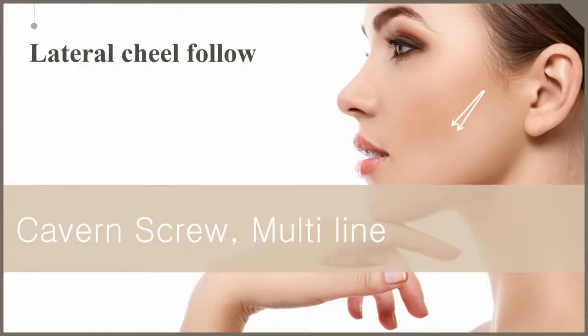You can also feel the depression on the lateral cheek, which is created by the zygomaticocutaneous retaining ligament. Everyone has this depression there. You can, of course, inject filler, but the patient doesn't want to fill that area with filler. The scaffold type thread can make some volume.